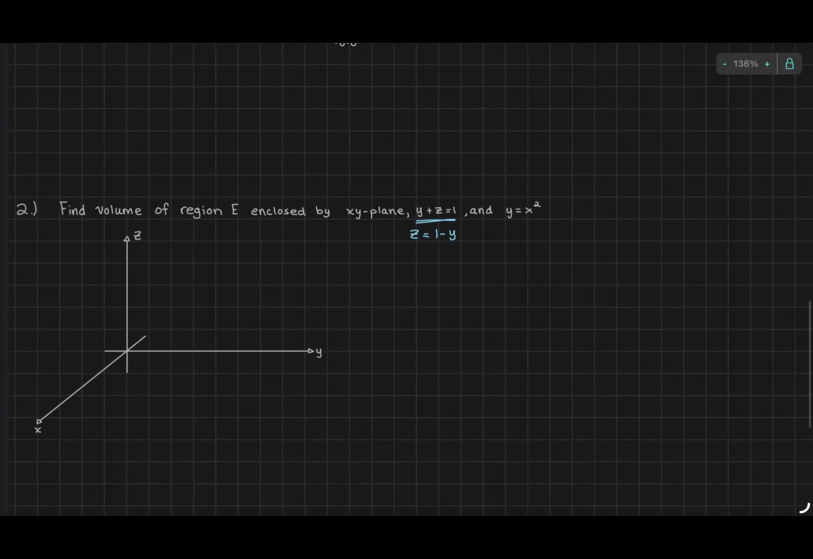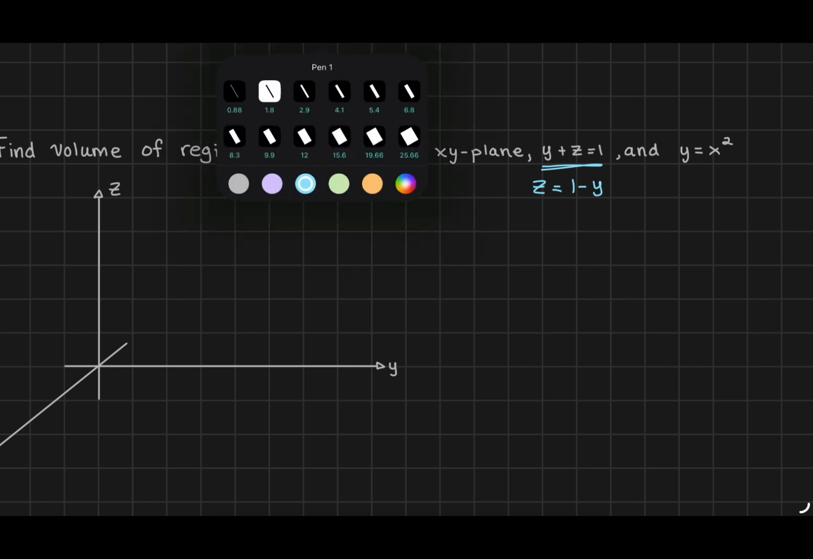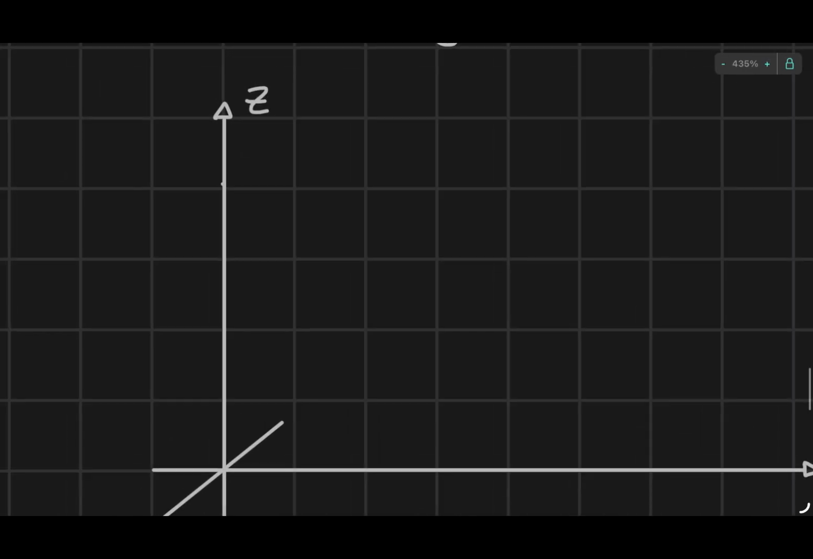Okay, well, we're starting from z is equal to 1, given here. Well, let's go ahead and start up here then. We'll call this z is equal to 1.